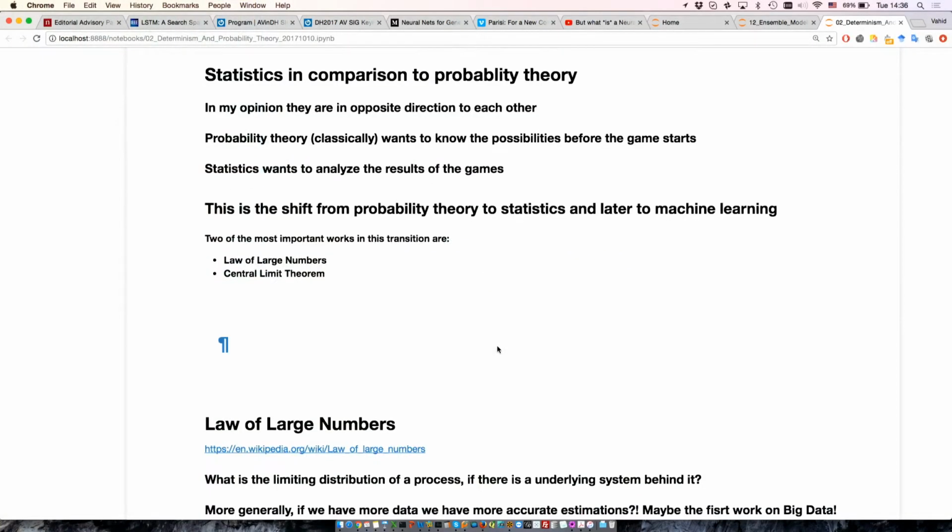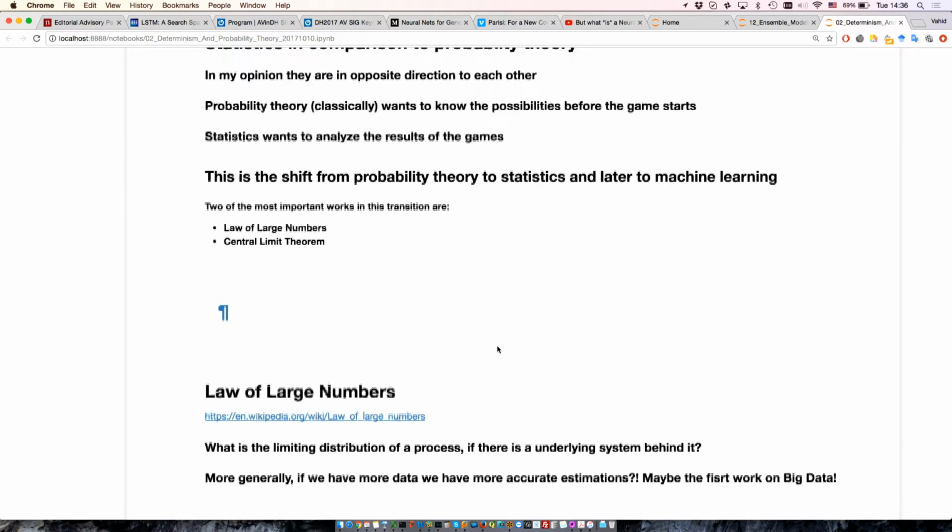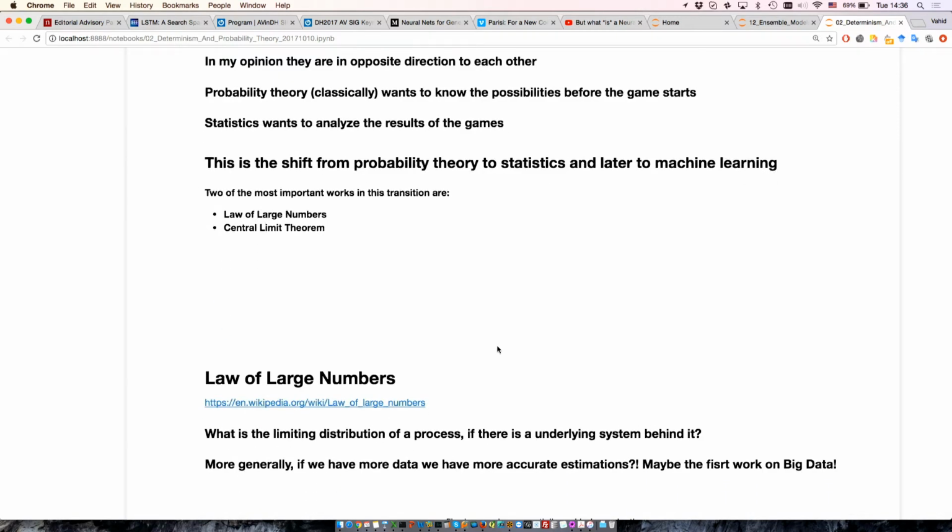You don't know what is the machine which is producing this, but you expect that there should be a system behind, and then by the data that you are observing, you try to identify that system. So this is the shift, in my opinion, from probability theory to statistics, and later, as we will see, to machine learning. Here we have two very important concepts, I would say. One is the law of large numbers, and the other one is the central limit theorem.